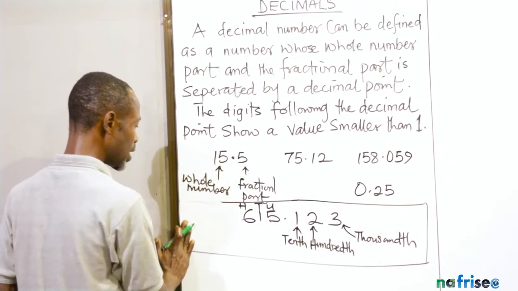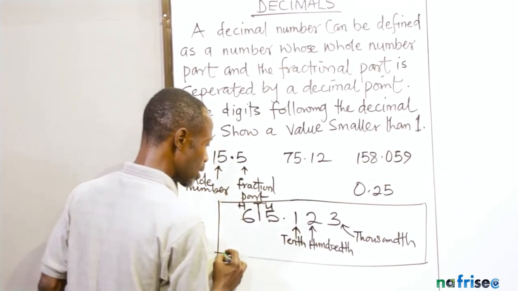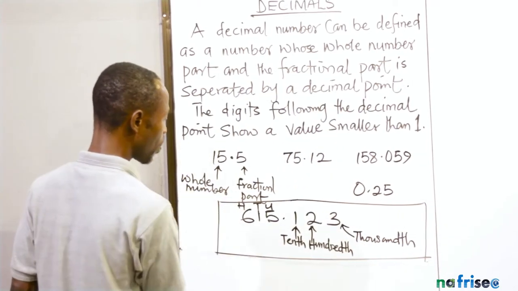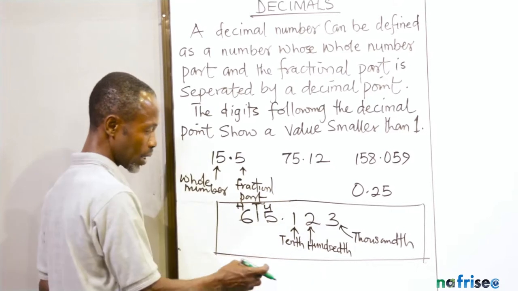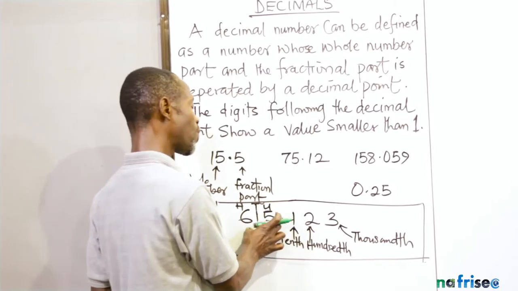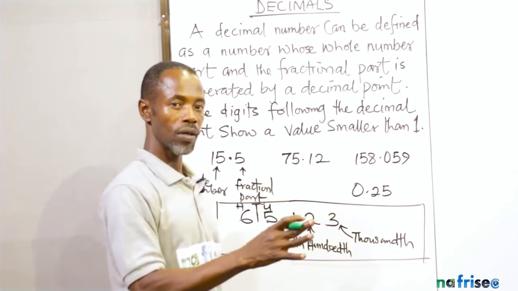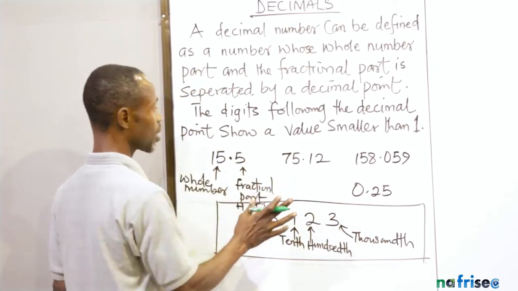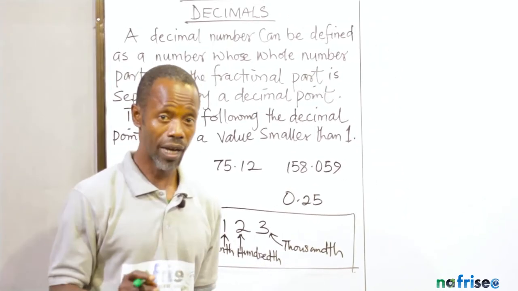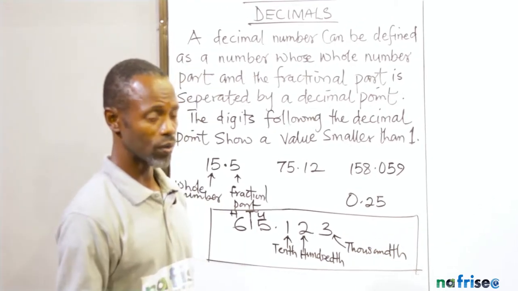So what we're driving at is this. For a decimal number, there's always the tendency for you to have a whole number part and a fractional part. Like in the case of this, the whole number is 615. But we're not talking about decimal fractions now. We're talking about the decimal numbers itself. In another class, I'll discuss decimal fractions.